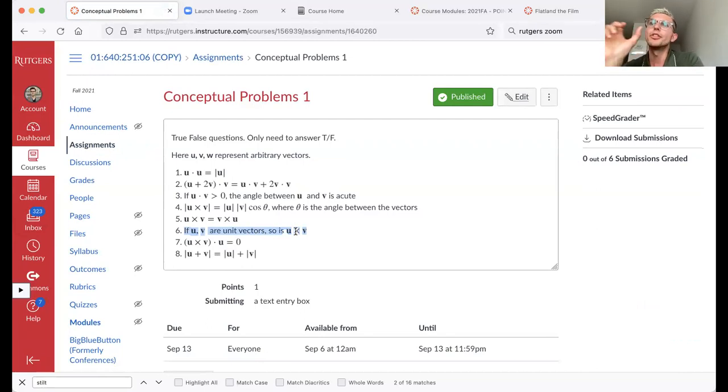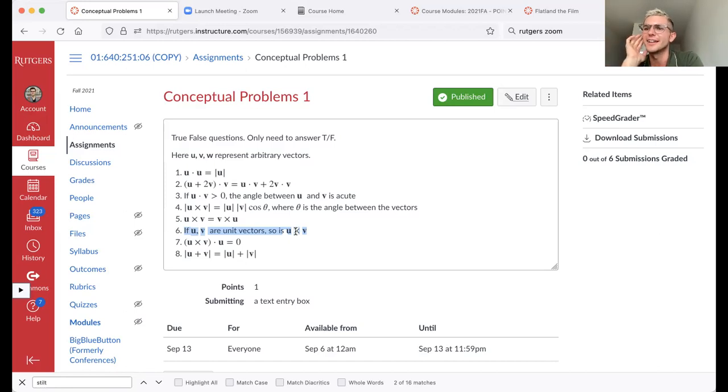Right. So you know that the sizes are 1, so that product gives you 1, but you still have the sine of the angle in the formula, right? So you cannot guarantee it. It could sometimes be true and sometimes false. So it is false, in the sense that it's not true all the time, right?